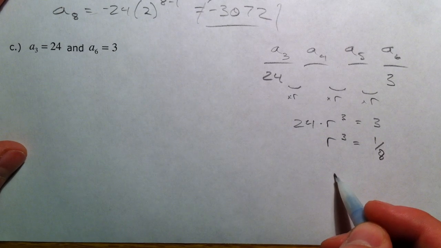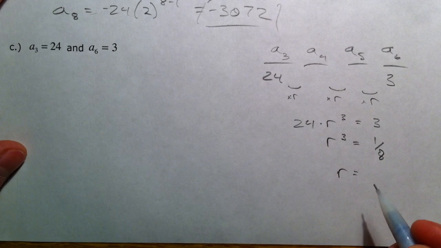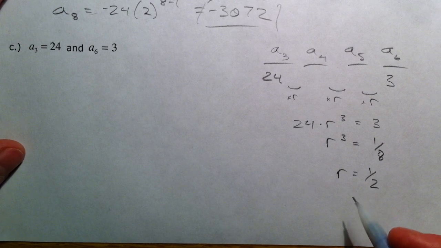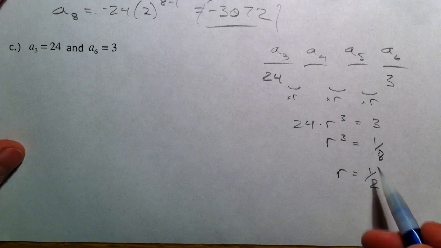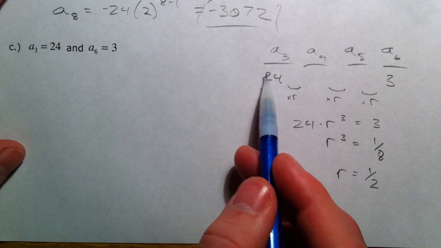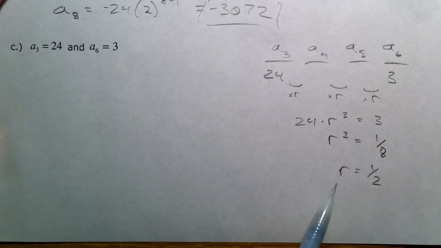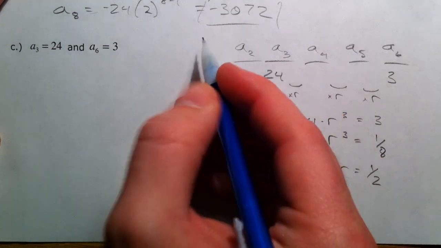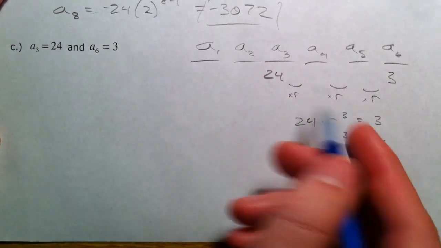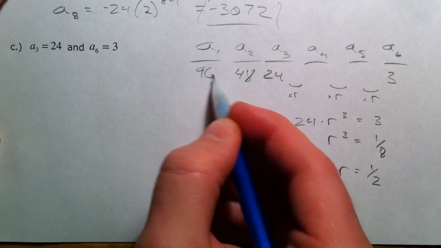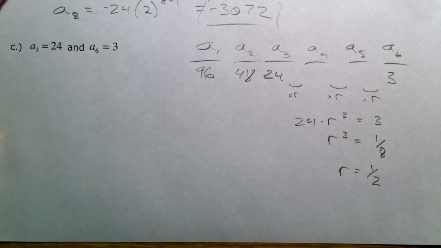And so you take the cubed root of both sides. The cubed root of 1/8 is 1/2. And I show you this because then we could go backwards to find our first term again and use it. And so we could multiply by 2 because we're going backwards now, so that would be 48 and 96. And so we could write our equation that way and be done and done.